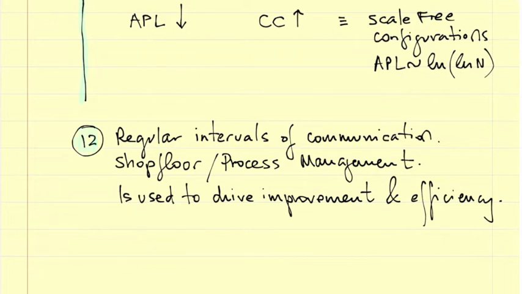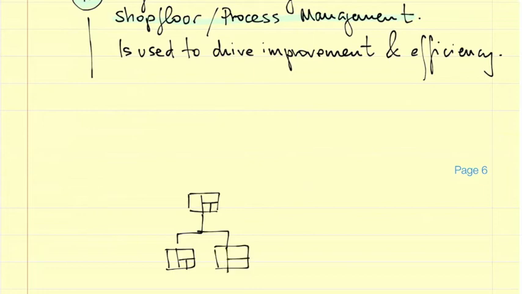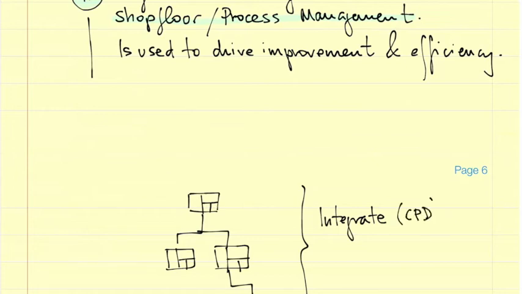Shop floor management, shop floor or process management is a way to integrate in hierarchical networks the regular improvement cycles that we have seen in the past. So we integrate CPDCA and DCPCA with networks.